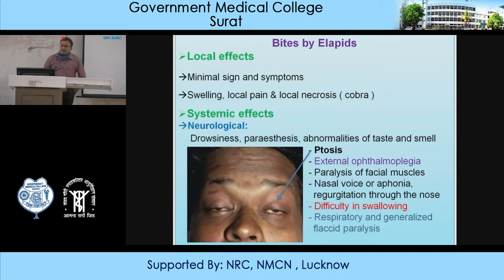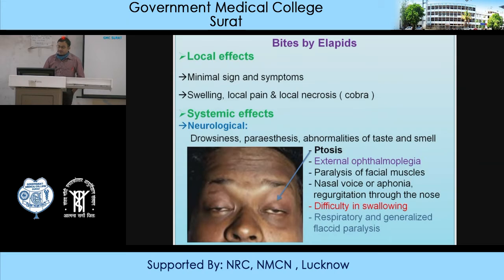Local effect: minimal signs and symptoms at the bite site, meaning local part. Swelling, local pain or local necrosis in cobra. Systemic effect: Cobra belongs to neurotoxicity. Cobra and Krait cause neurotoxicity, so its systemic effect is neurological.